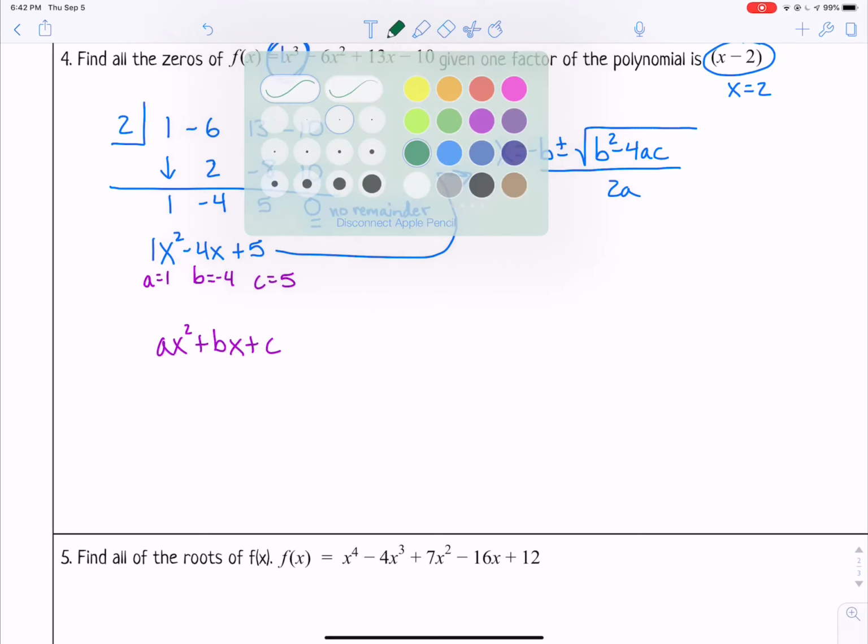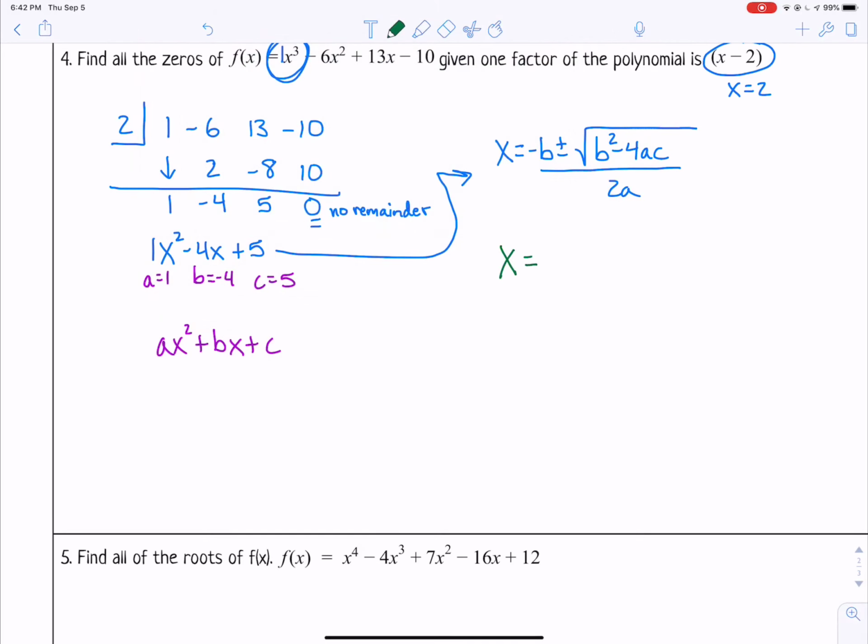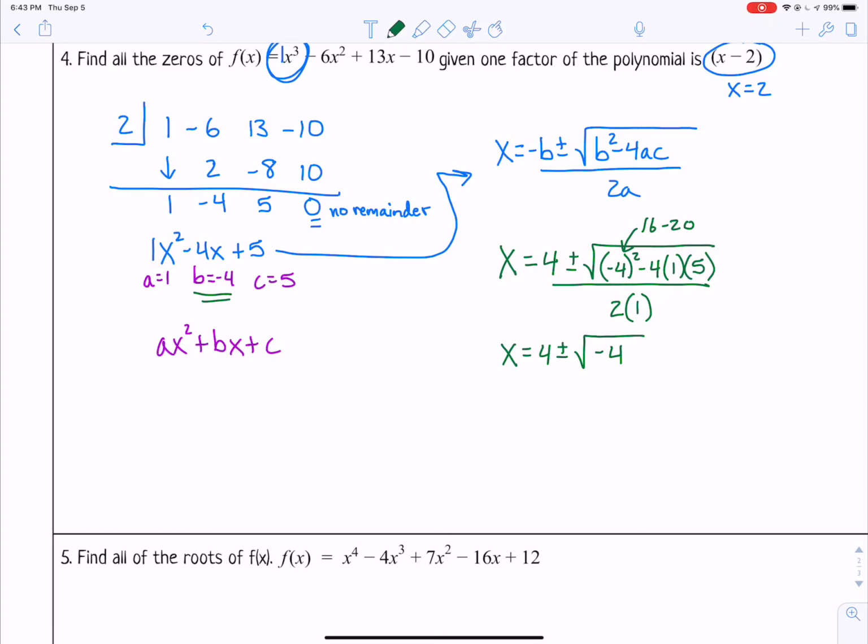All right, so let's get started plugging those in over here. x equals negative b, so b was negative 4, so we need to make it positive 4, plus or minus the square root of b squared, so negative 4 squared, minus 4 times a, which is 1, and c, which is 5, all divided by 2a, so 2 times 1. And from there, we just need to clean that up. So let's just clean up what's underneath that big radical. 4 plus or minus the square root of, and that would be 16 minus 20, which is negative 4.